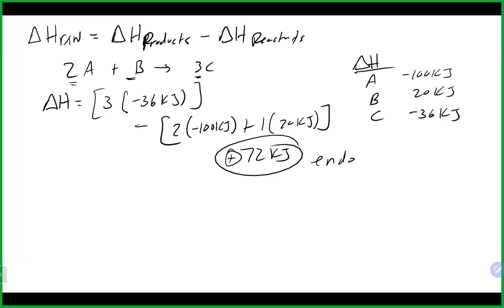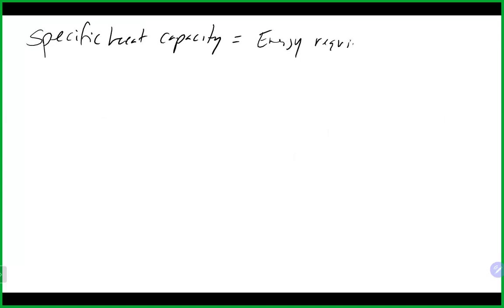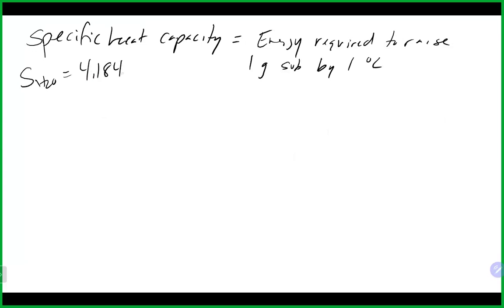We then also in this chapter talked about specific heat and specific heat capacity, sort of another energy value. Specific heat capacity is the amount of energy required to raise 1 gram of a substance by 1 degree Celsius. For example, the specific heat of liquid water is 4.184 joules per gram per degree Celsius. That's what those units stand for. The amount of energy needed to raise 1 gram of a substance by 1 degree Celsius is basically the definition.